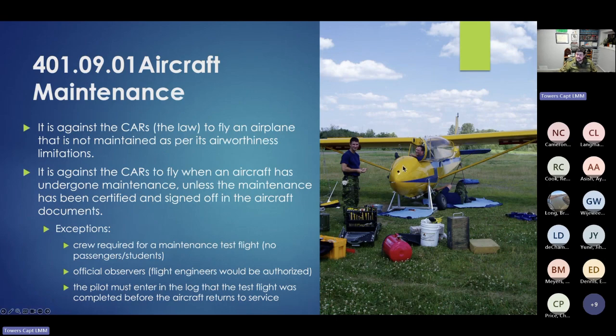The mechanics in this picture are performing a 100-hour inspection on a glider, and that glider was at an airfield where there were no hangar facilities available, so the inspection was done outdoors, which sometimes happens in the Air Cadet Flying Program.